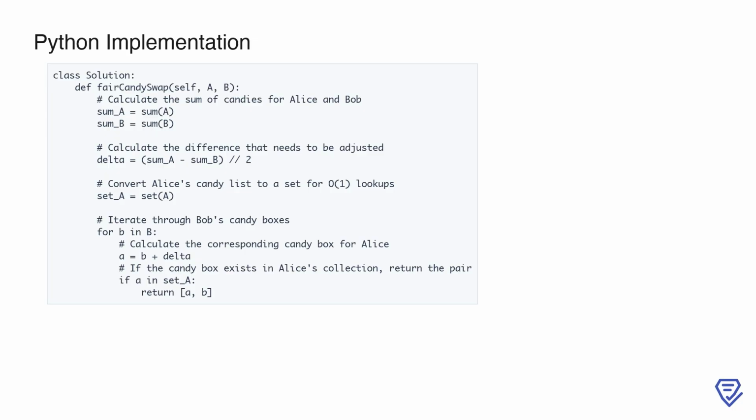4. Iterate through Bob's candies. For each candy box B in Bob's collection, we compute the corresponding candy box A that Alice would need to swap. This is given by A equals B plus delta.